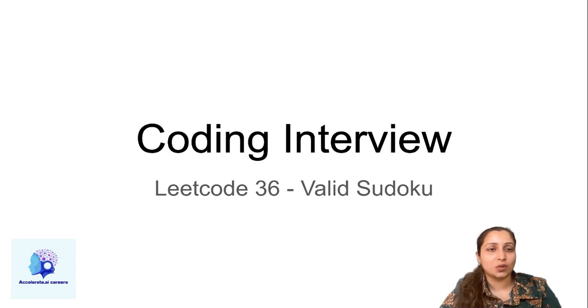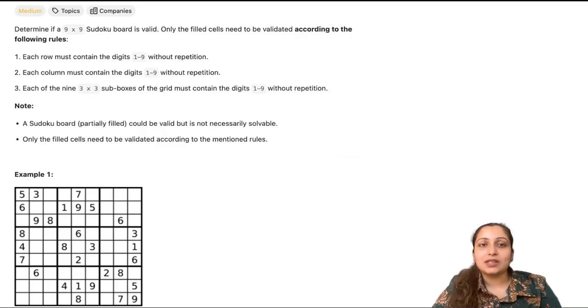So let us solve this question. As you see here in the question, we have a 9 by 9 Sudoku board, and we need to determine if this board in its current present state is valid or not. As the question indicates, only the filled cells need to be validated according to these three rules.